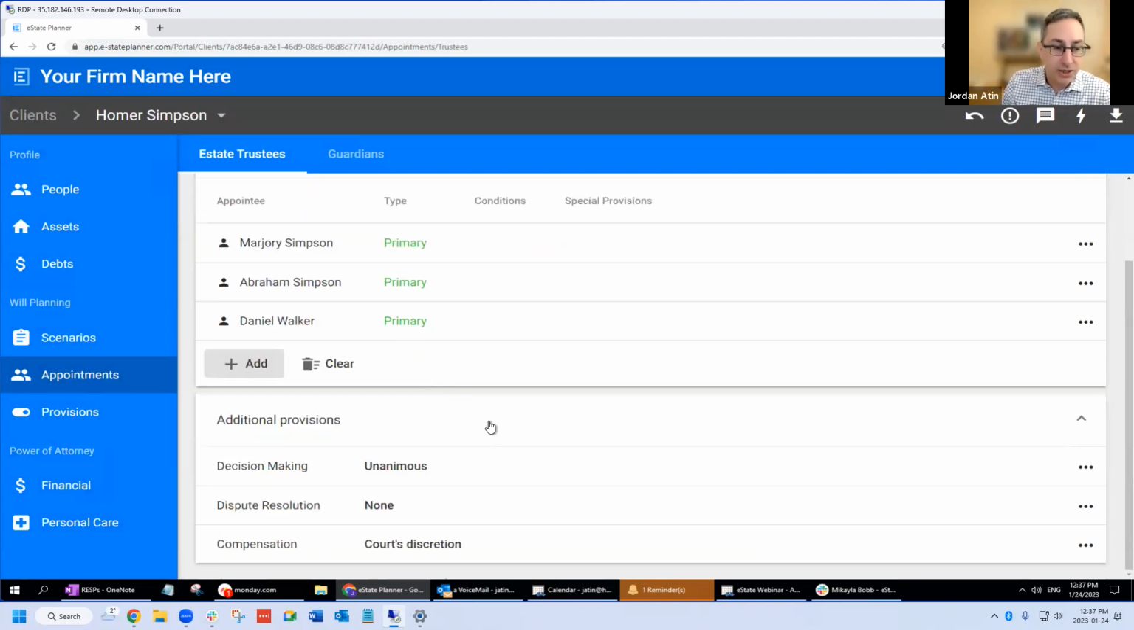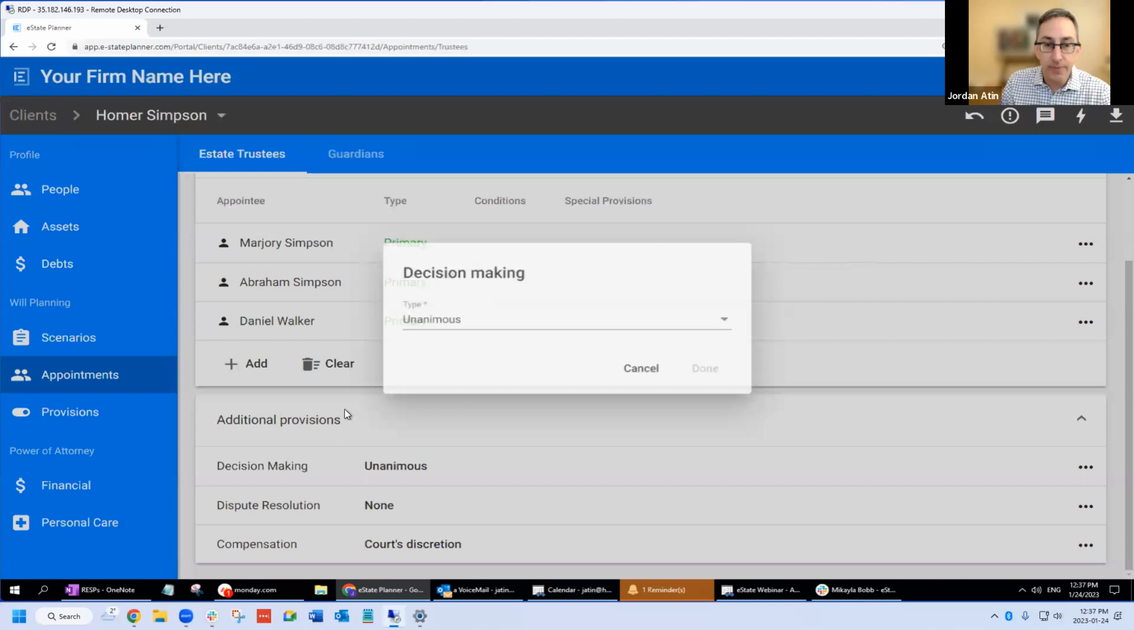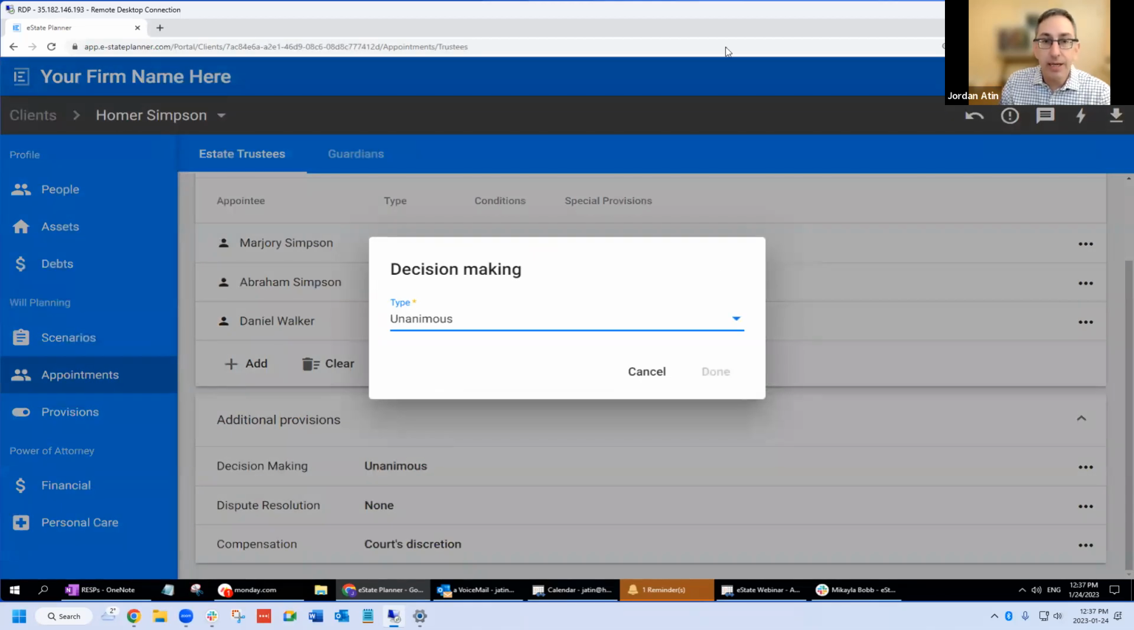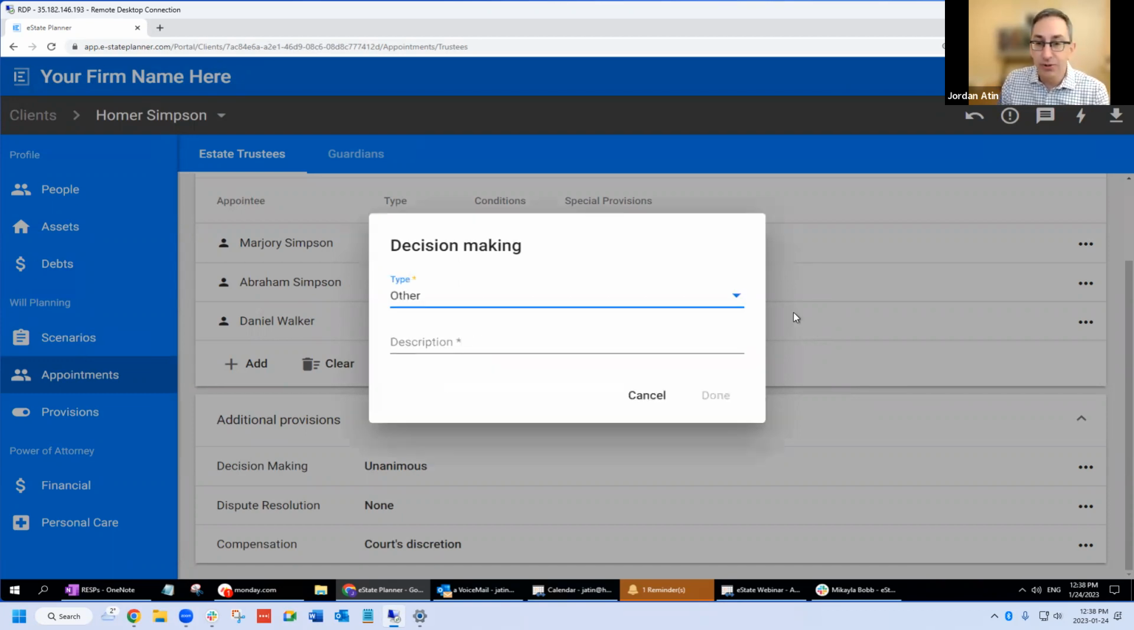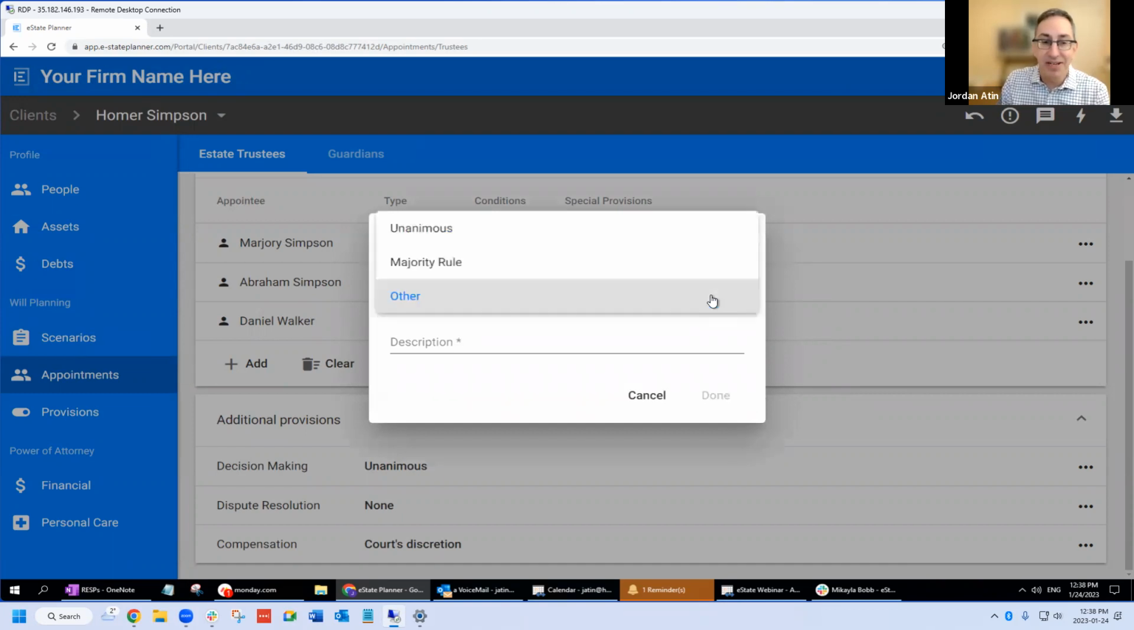Well, now we have some decision-making options to think about. So you can see additional provisions here, and we click on decision-making, and eState knows how many people are appointed at one time, so it's going to give us certain options. It knows that we could have more than two people acting at any one time. So it gives us the option for majority rule, unanimous, or some other. Now, I've never used other, but if you can come up with it, go for it.